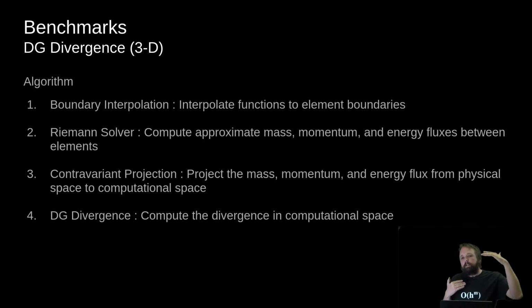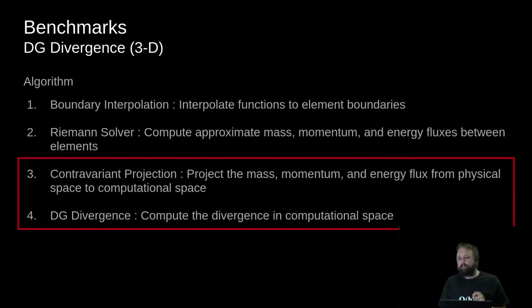And in terms of doing that divergence, once you've calculated the interior fluxes, you need to do a boundary interpolation to prolong the solution onto element boundaries. You use the information on the element boundaries to do a Riemann solver, so you exchange fluxes between neighboring elements, or you exchange mass, momentum, and energy between neighboring elements by calculating fluxes. Then we do the projection onto the contravariant basis vectors, and then actually do the divergence in computational space. What we're looking at today in the benchmarks is just these last two steps. Out of those four, these are the two most expensive steps in that process.